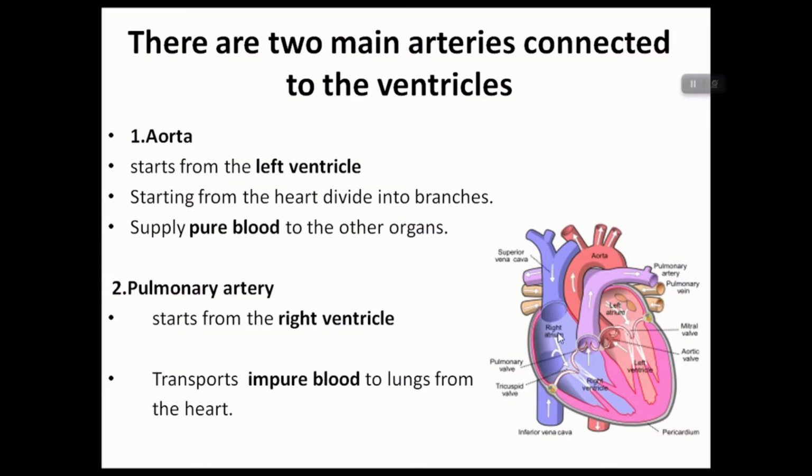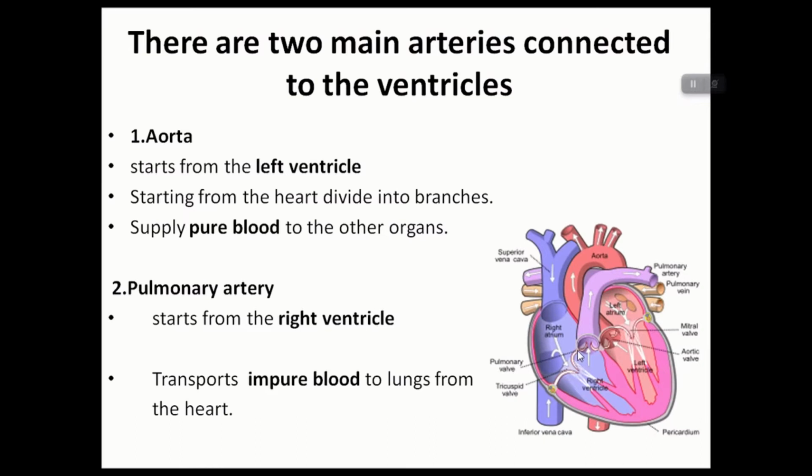What's the function of this pulmonary artery? මොකක්ද මෙයාගේ function එක? Transports impure blood to lungs from the heart. You have to keep in mind, aorta transports pure blood to the other organs, but pulmonary artery transports impure blood to lungs. This transports what kind of blood?